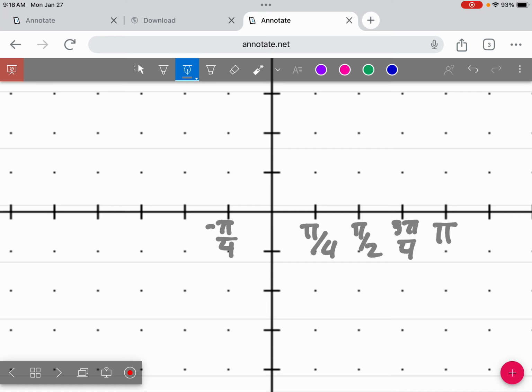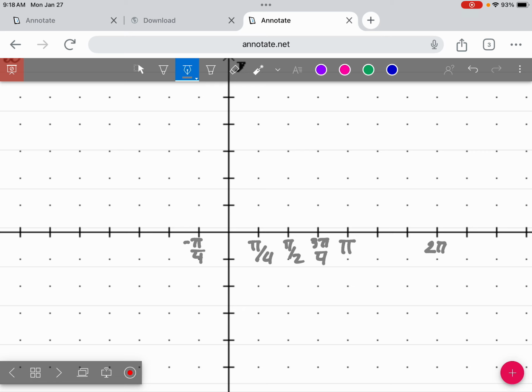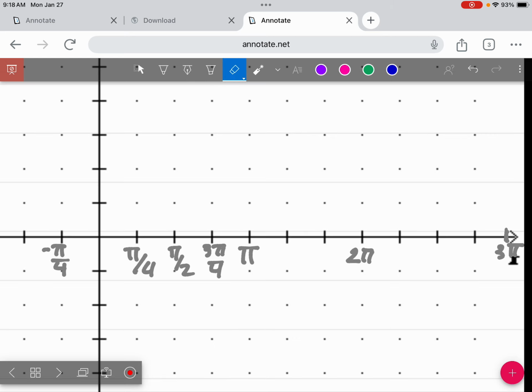What's up? Oh, I'm so good at counting. That means that one's off too. 1, 2, 3, 4. That one, 2 pi. There we go.